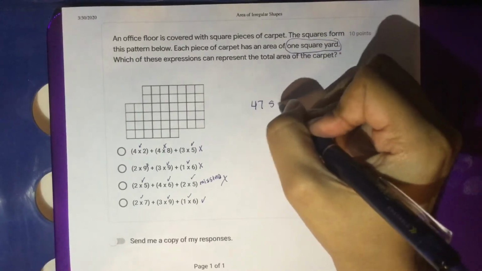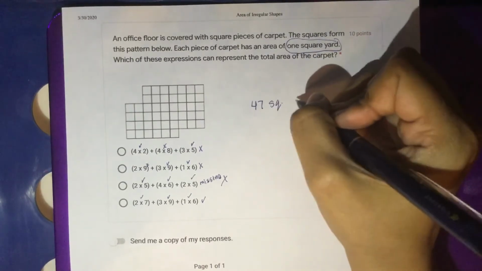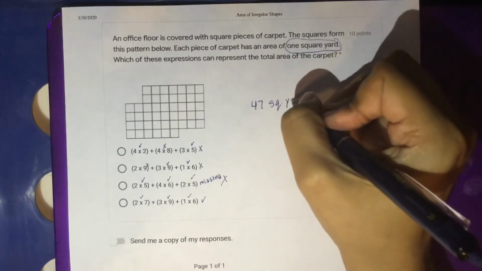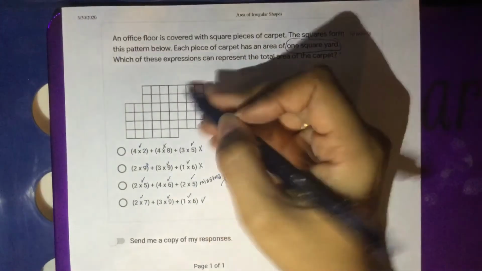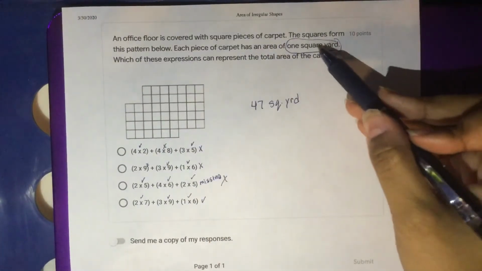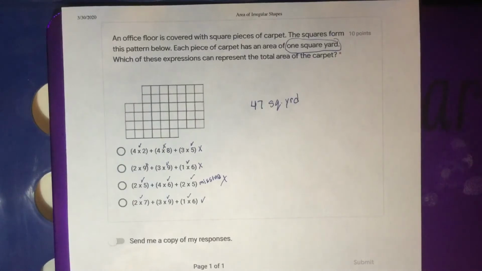Now, the only thing is that on this problem, you may not be able to do it like this on another problem if it doesn't have the grid already on there. So we know that this total is 47 square yards, and I said square yards because that's what our problem says.